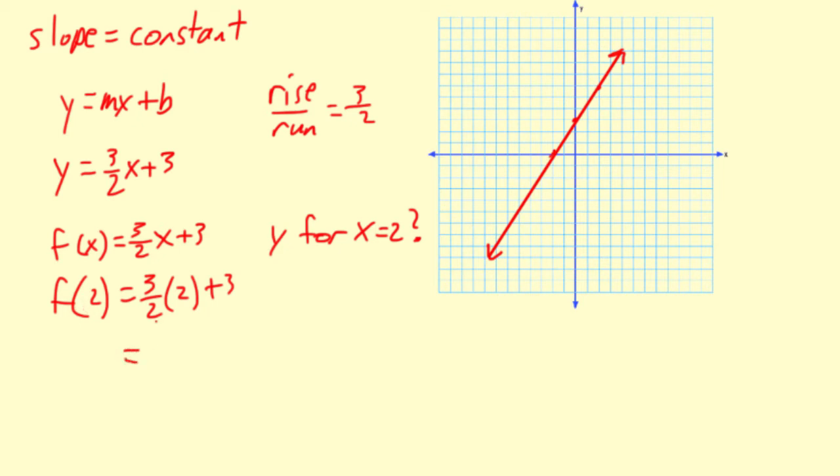So that equals 3 halves times 2. You can do 2 over 1 here, and you get 6 halves, which is basically 3, so it's going to be 3 plus 3. F of 2 equals 6. That means y equals 6 when x equals 2. So let's go over to the graph and verify. Here's my x equals 2, and then go up till I hit the line. Yep, that's 6. So let's clear this off, and then we'll talk about another feature of functions.